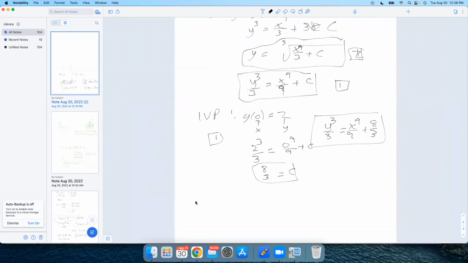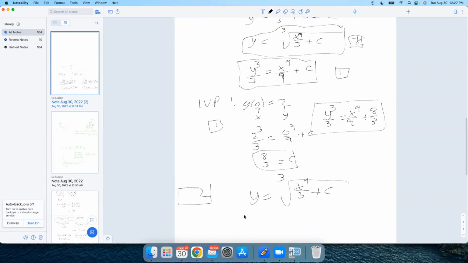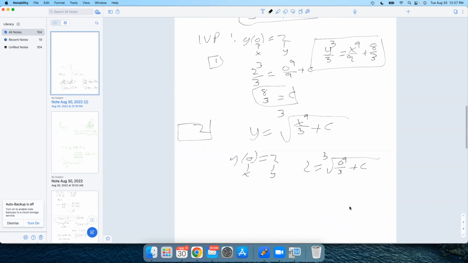If I used version 2, so let's rewrite it so we have it in front of us. If I use version 2 and I plug in y of 0 equals 2, so remember that's my x, that's my y. So I'll get 2 equals the cube root of 0 to the 9th over 3 plus C. So let's see, that's going to be 2 equals the cube root of C. So C will equal 8. I got a completely different value for C.